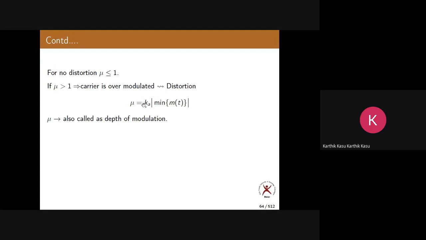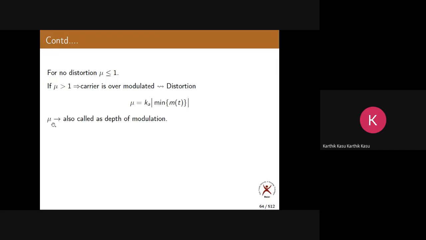Anyway, the standard definition of mu is like this. Mu equal to, I told you already, what is mu equal to? Can you tell me anyone? What is the formula of mu? Ka into Am. I told you already, but let us derive that. Now, this is the formula of mu: Ka mod minimum of m of t. Is it okay, all of you?